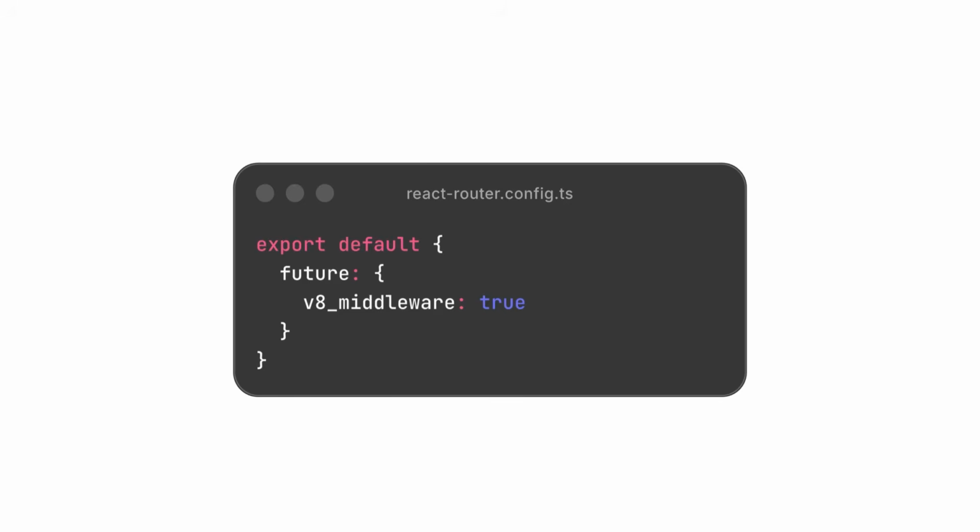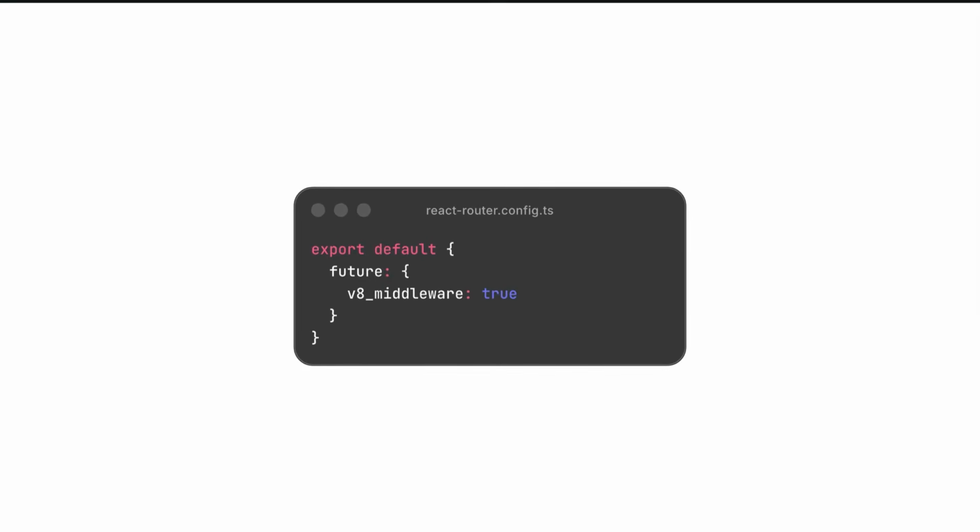This is a really smooth approach to feature development because it allows you to gradually incorporate new features with future flags as they become available. This will keep you up to date with the latest React Router features with minimal overhead.